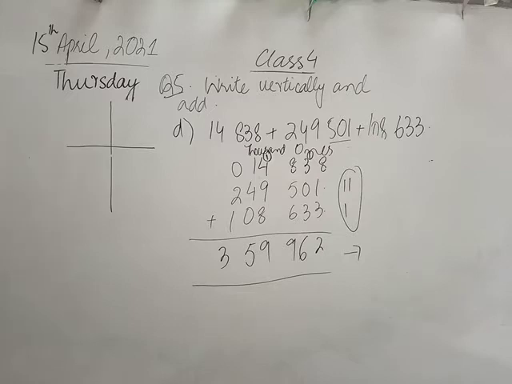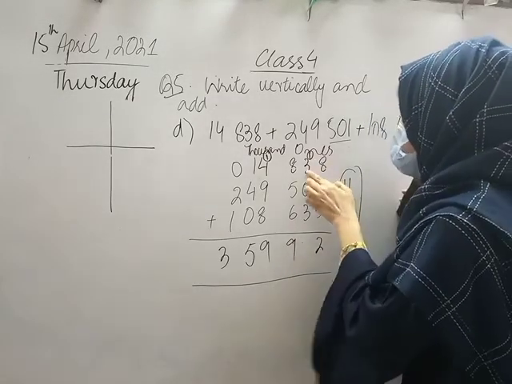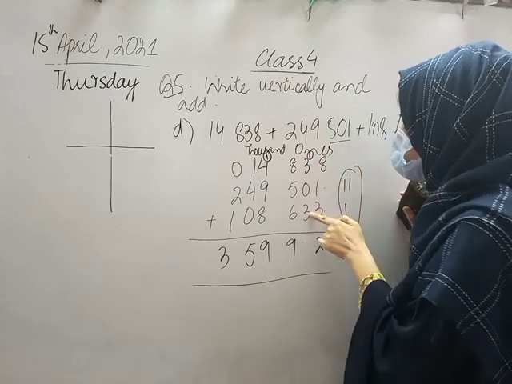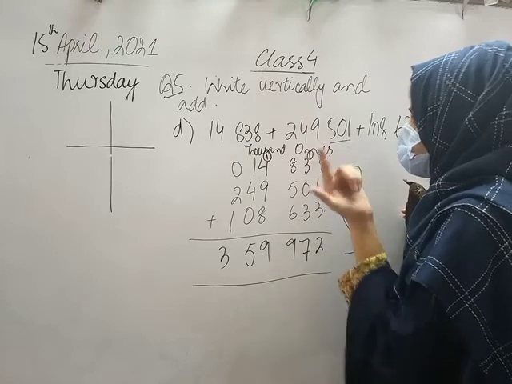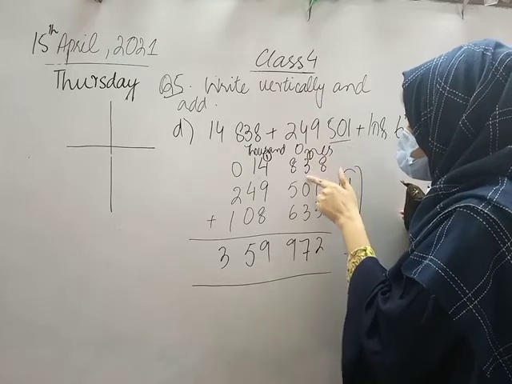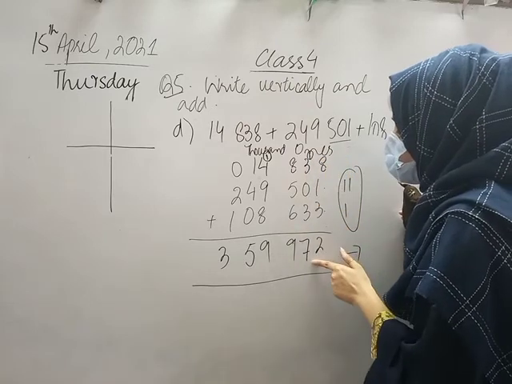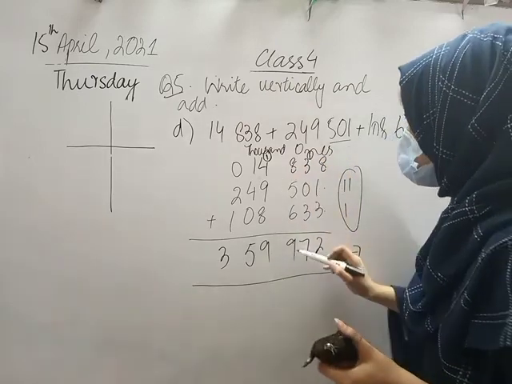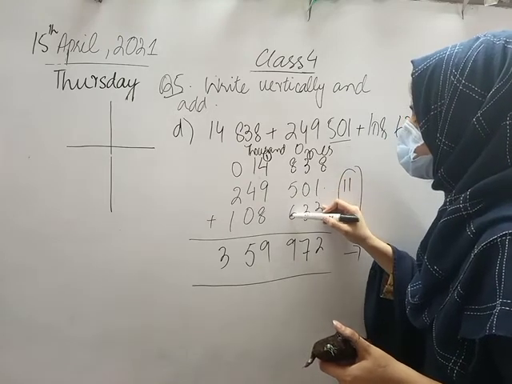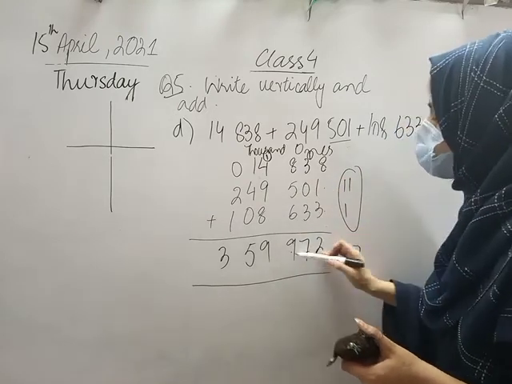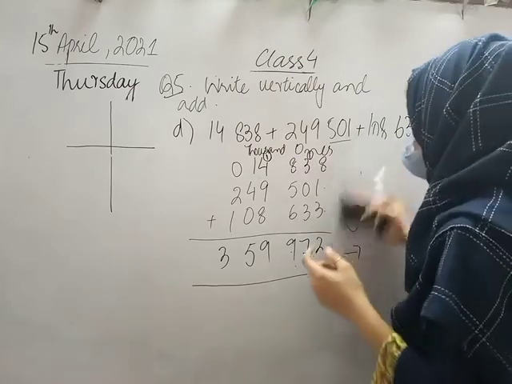So class, there is a mistake. 3 plus 1 is 4 and 4 plus 3 is 7. We forgot to count this carry of 3 plus 1. So 3 plus 1 is 4 and 4 plus 3 is 7. Now 8 plus 5 is 13 and 13 plus 6 is 19. A 2 digit number, so I will write 9 below 6 and 1 as a carry.